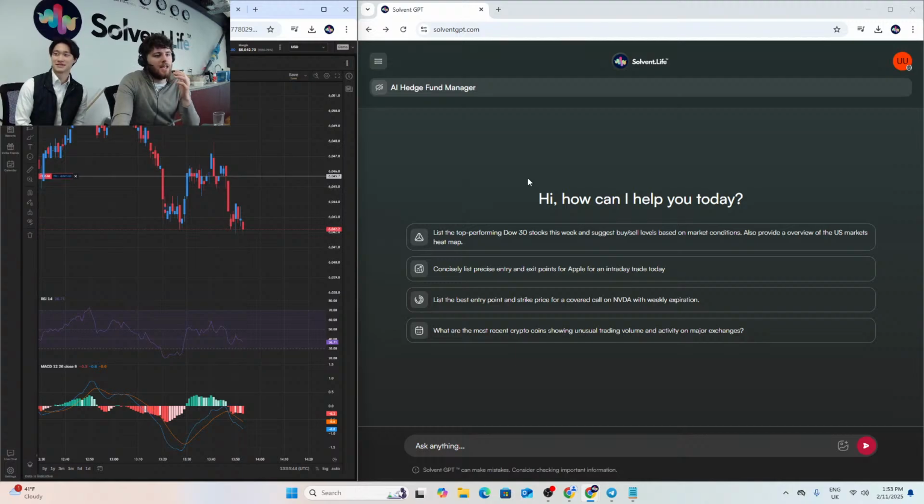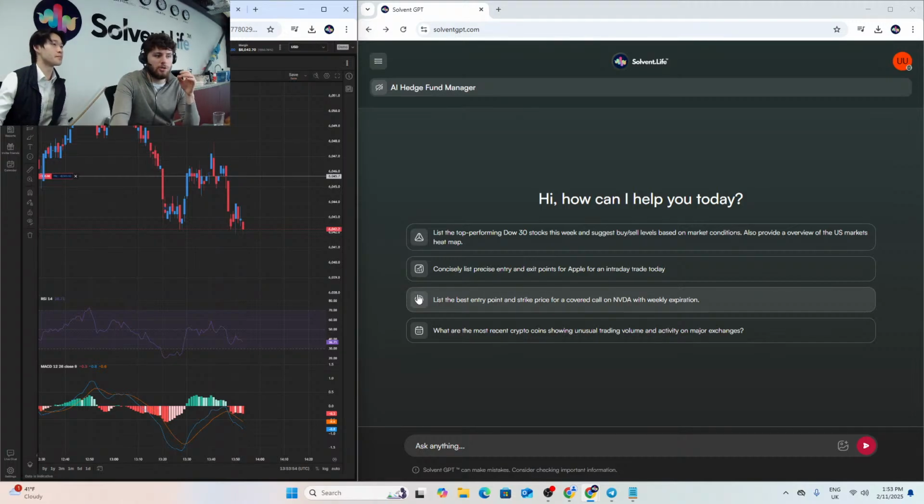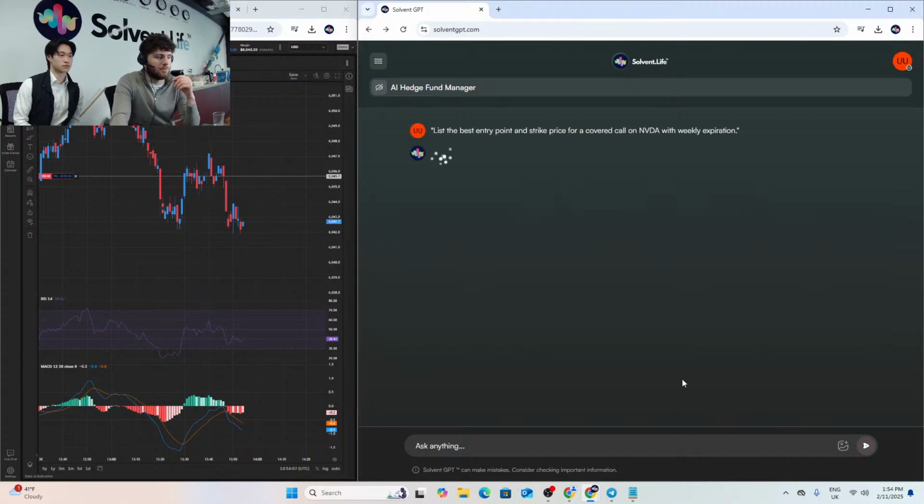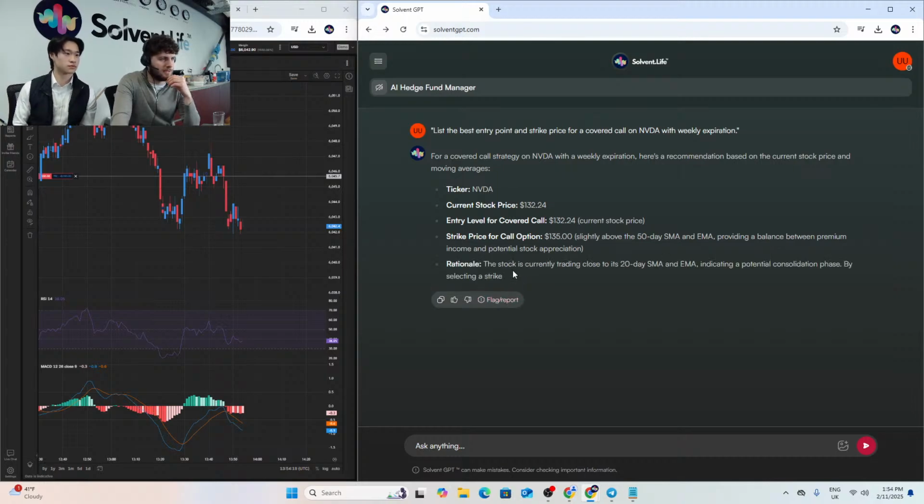Now, another question we can ask, let's say we're an options trader. We want to trade NVIDIA. We want to know the best entry point, the best strike price. We want to know the premiums. We want to know the best strategy possible for taking an options trade on NVIDIA. Let's say an expiration date of this week, this Friday. Fantastic. So we have asked the question, list the best entry point and strike price for a covered call on NVIDIA with weekly expiration. Amazing.